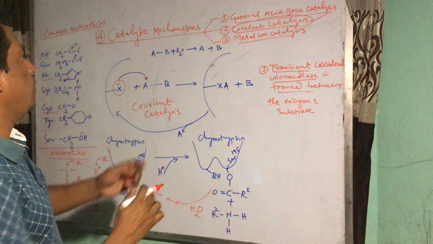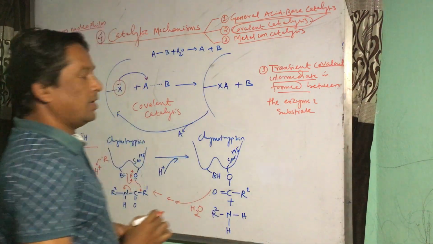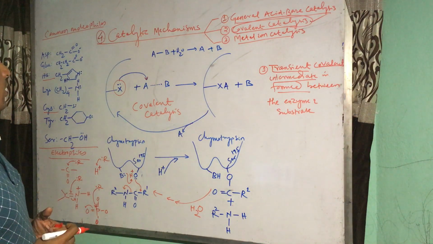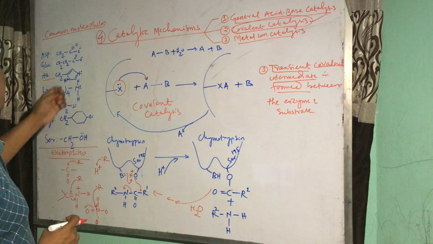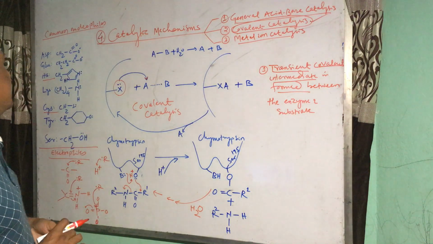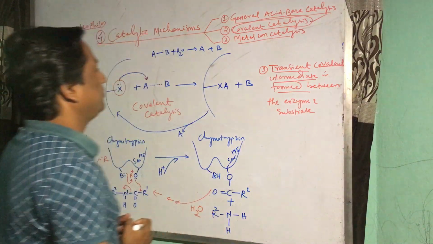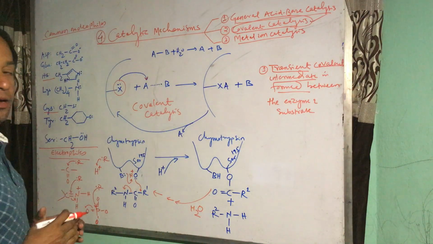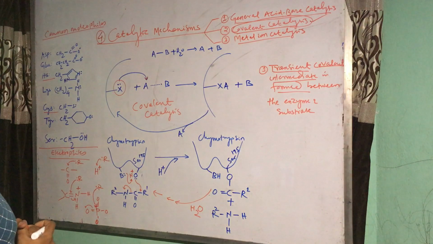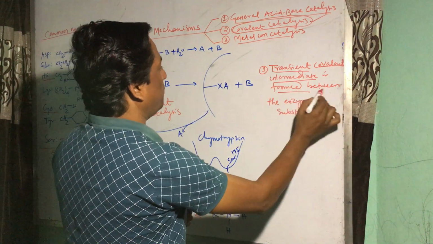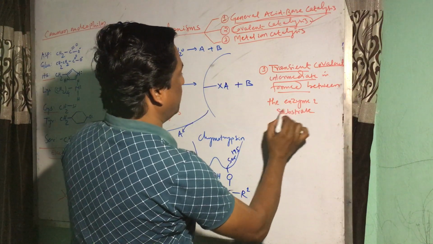So now we'll be looking at covalent catalysis. Covalent catalysis is another important strategy which is employed by many enzymes to catalyze their chemical reaction. The basic feature of covalent catalysis is that a transient covalent intermediate is formed between the enzyme and the substrate.